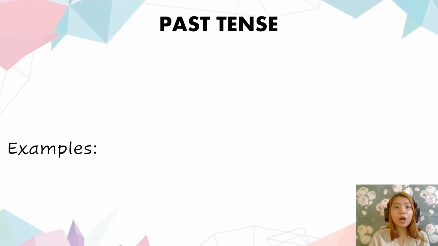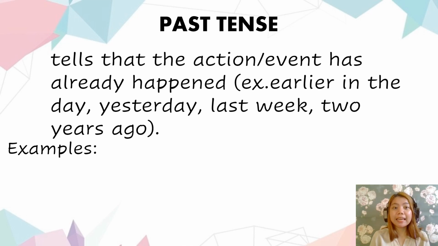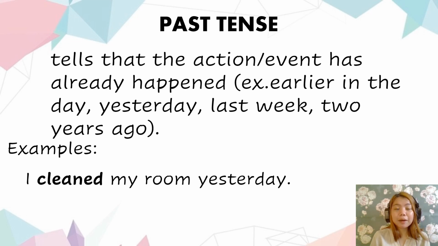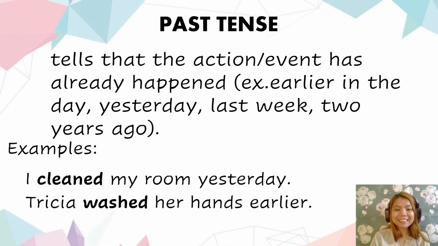Class, remember, when we say past tense, it tells that the action or event has already happened. For example, it happened earlier in the day, yesterday, last week, or 2 years ago. Let's have some examples. I cleaned my room yesterday. Trisha washed her hands earlier.